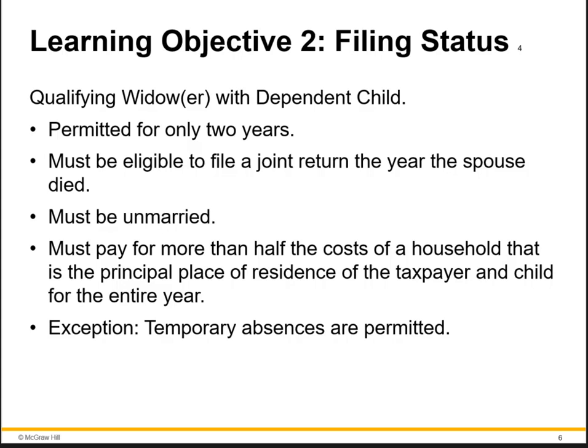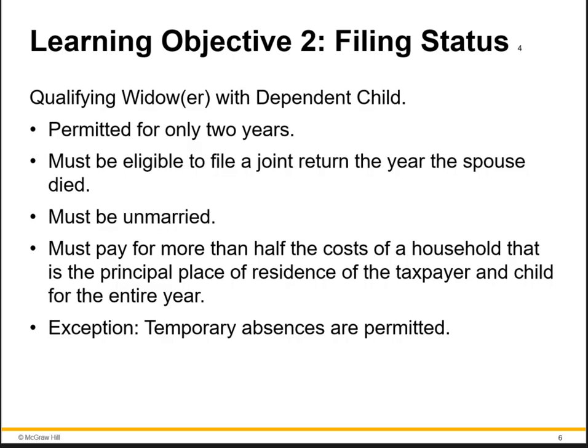Okay? So you can only get that for 2 years after they die. Okay, so you lost your spouse in 2023. You can file, if you qualify, as a qualifying widower for 2024 and 2025. Okay, but you must have been eligible to file a joint return the year the spouse died. Okay, and the year that they die, you file jointly. Okay, death during the year does not change the status.